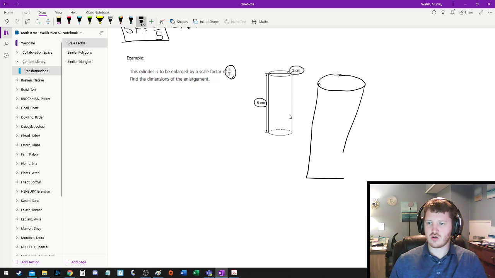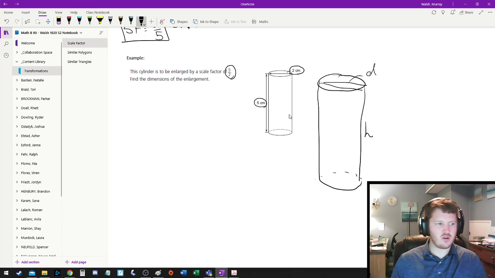I'll do my best to draw a cylinder. That's pretty bad. There we go. Alright, so we need to find our new height and our new diameter.